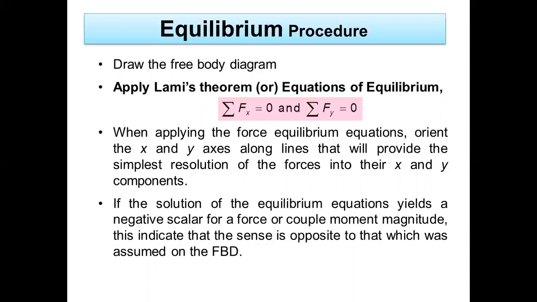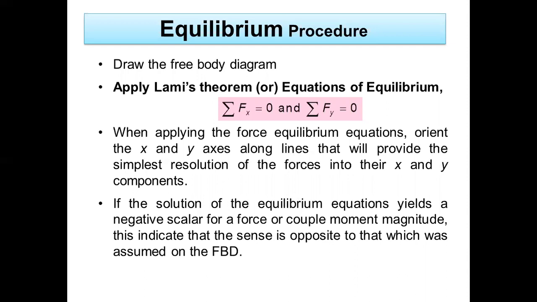Next, applying the equilibrium equations, representing along the x and y axes will provide the simplest resolution of the force into its x and y components. Then finally, whatever answer you obtain, if a scalar or the couple magnitude is negative, then it indicates that the direction we have assumed is opposite. So change it to the original direction.